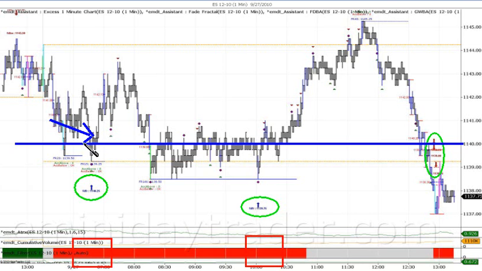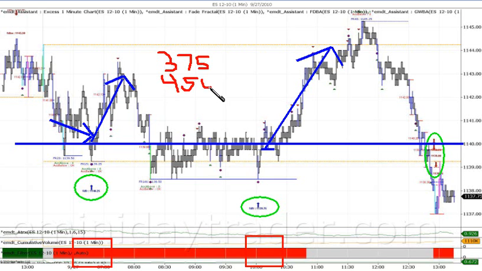This one was long from here, so it was able to participate in a nice move. This one was long from here and had a very nice move here. On the whole, on that first trade, based on 4 contracts and a very conservative trade management approach, we were able to take 375, and on the second trade our total was 450.